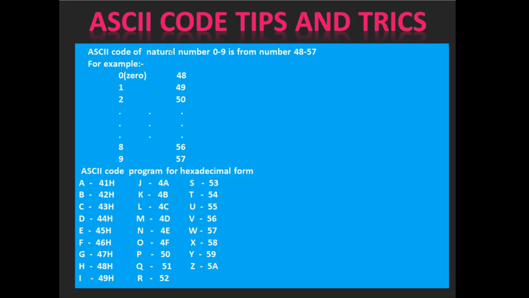The ASCII code for the numbers 0 to 9 is from 48 to 57. For example, the ASCII code of 0 is 48, the ASCII code of 1 is 49, the ASCII code of 2 is 50, and so on continuously. The ASCII code of 8 is 56, and lastly the ASCII code of 9 is 57.